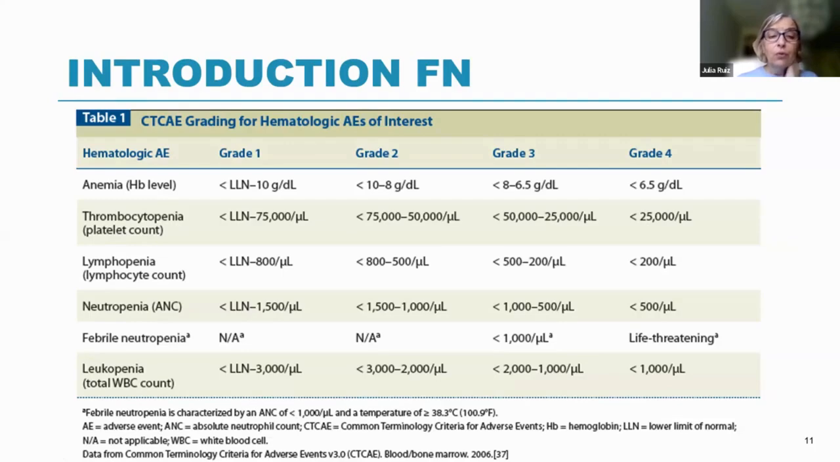We are going to have grade 1 when it is below the lower limit of normal, 1,500 per milliliter. It will be grade 2 when it's less than 1,500 or 1,000 per milliliter. We will have grade 3 when it's less than 1,000 to 500 per milliliter, and grade 4 when it's less than 500 per milliliter. As you can see on the next line below neutropenia, where it says febrile neutropenia, the last grade, grade 4, is already determined to be life-threatening.